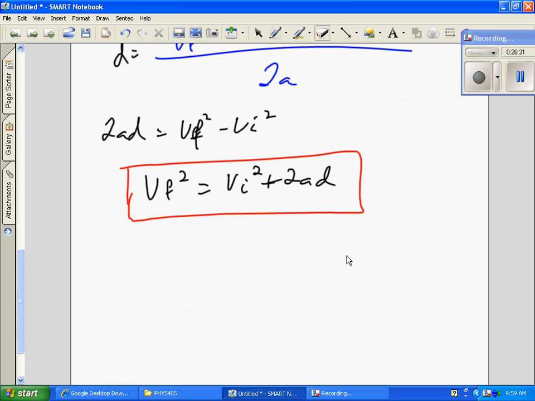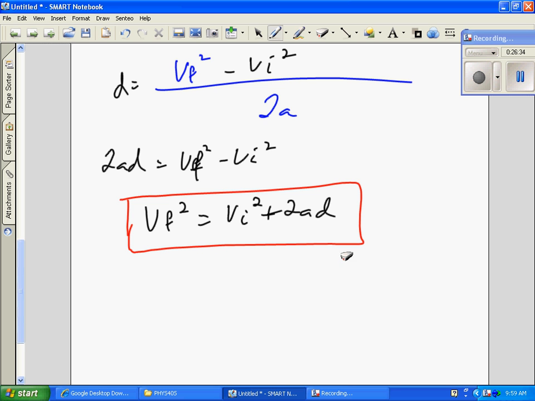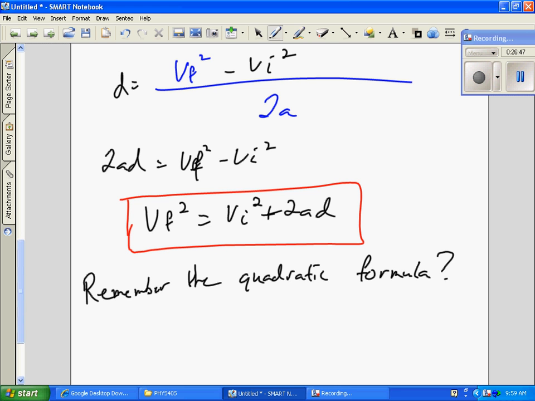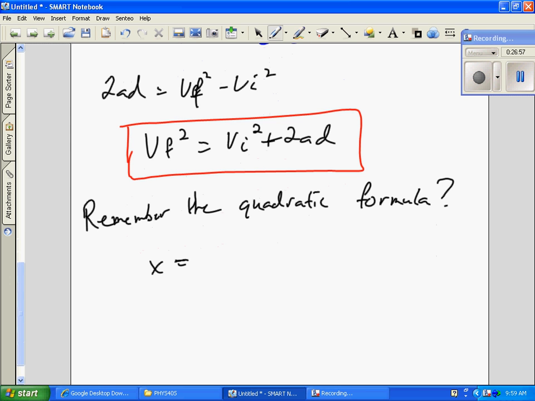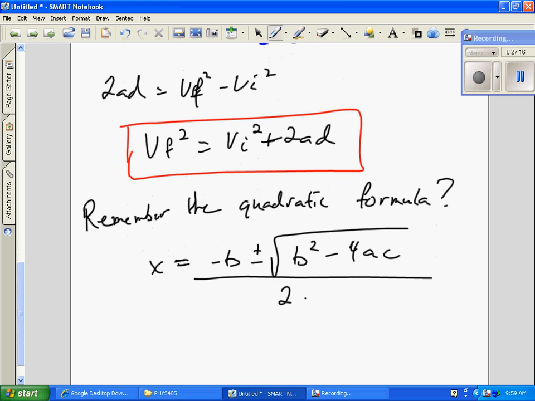Do you remember the quadratic formula? Yeah, I took that. x equals negative b plus or minus square root of... Remember that? You're going to need that one too.